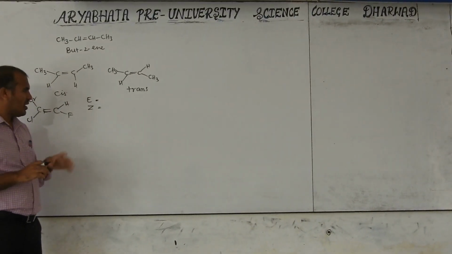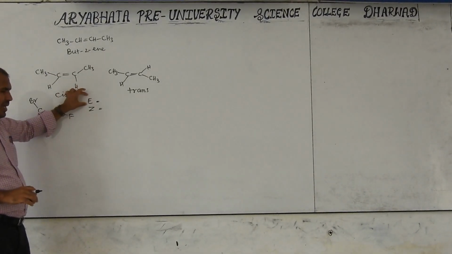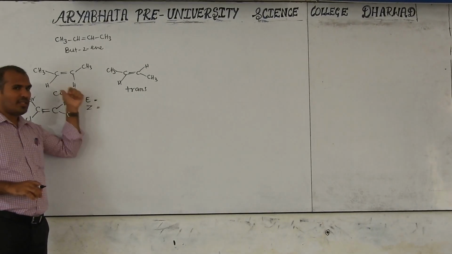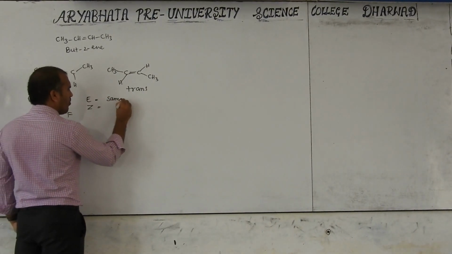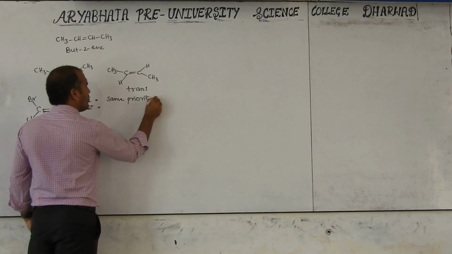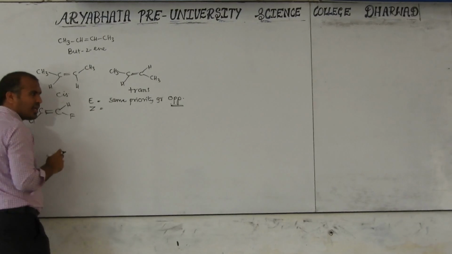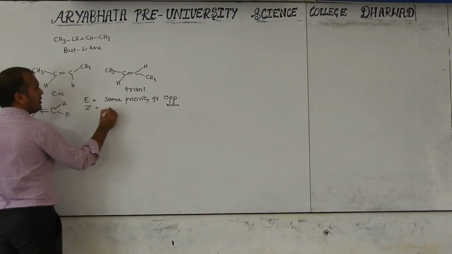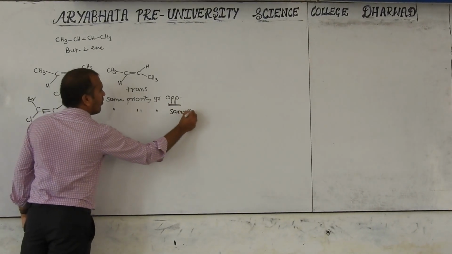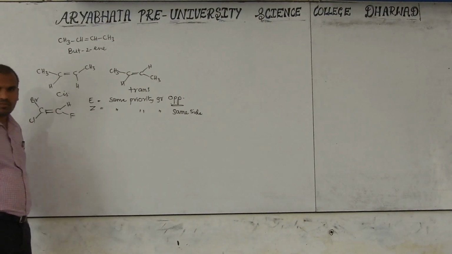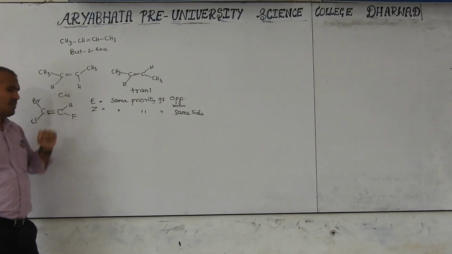I am not writing all the words in that; I will give a brief explanation. What is E and Z nomenclature? E means Entgegen, like the trans, Z means Zusammen, like the cis. It means the same priority groups are on opposite sides, that is called Entgegen or E isomer. Same priority groups on the same side of the double bond, that is Zusammen, similar to the cis.